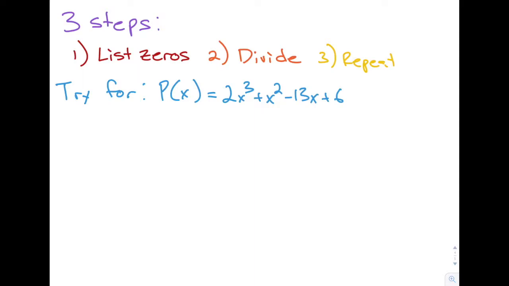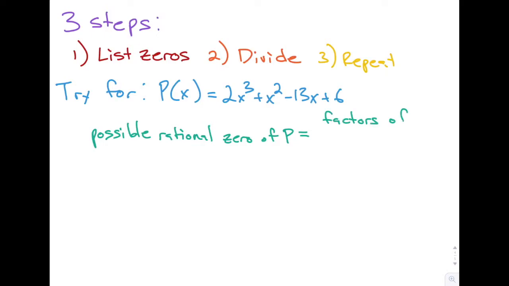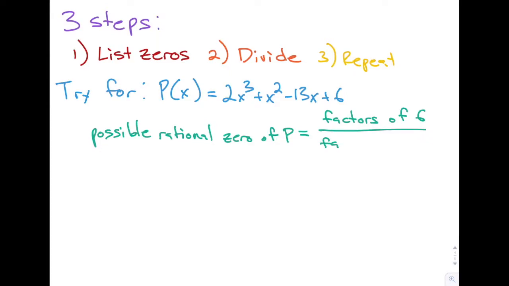So by the rational roots theorem, a possible rational zero of p equals the factors of the constant term, in this case the factors of 6, over the factors of the leading coefficient, in this case the factors of 2. So first, what are the factors of 6?